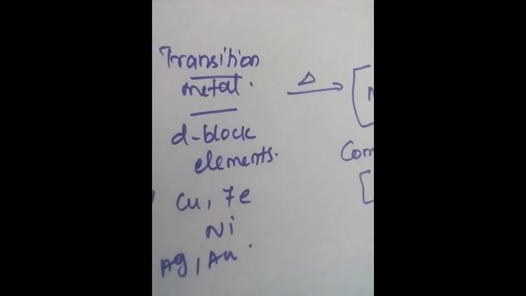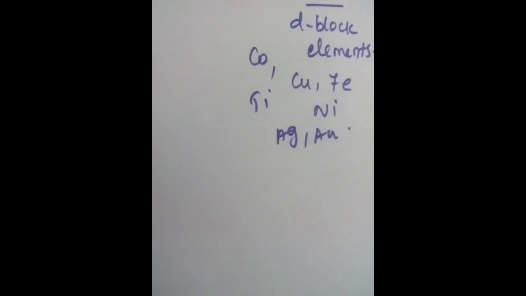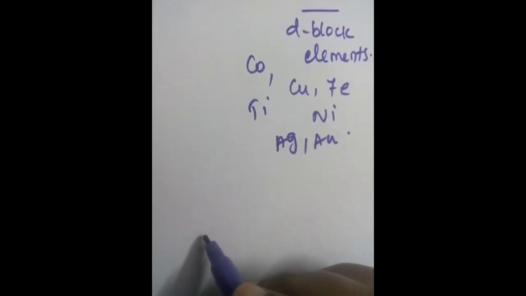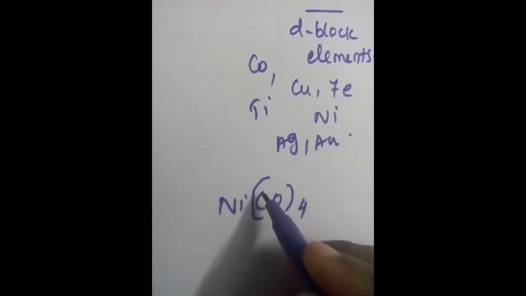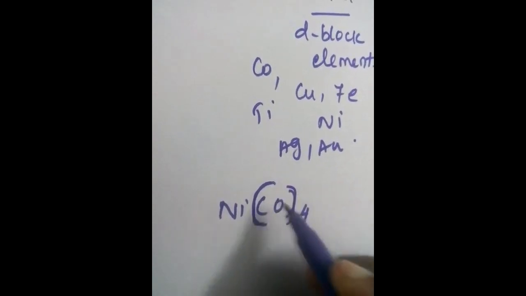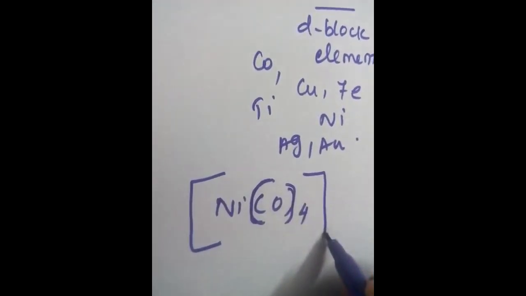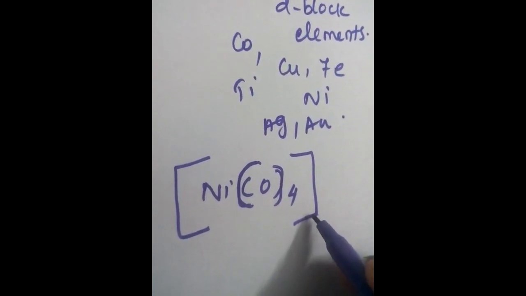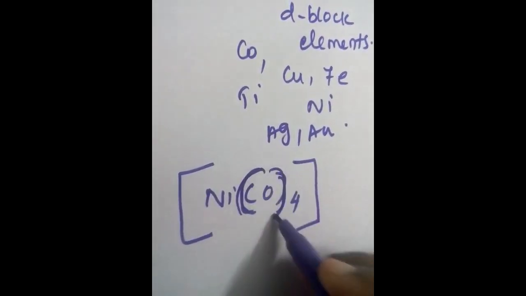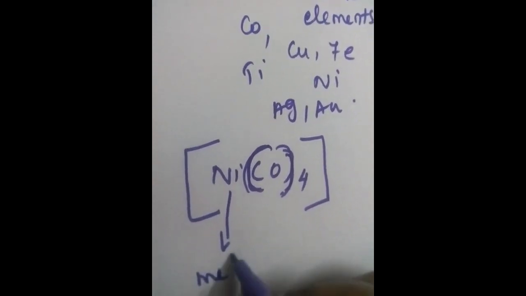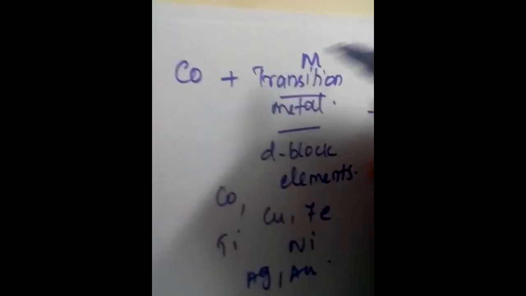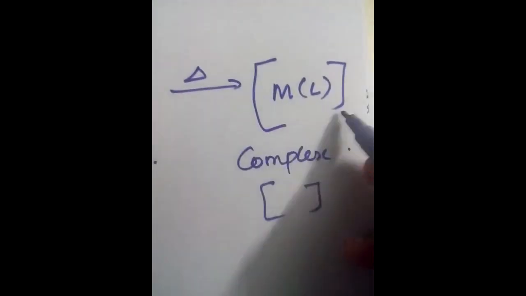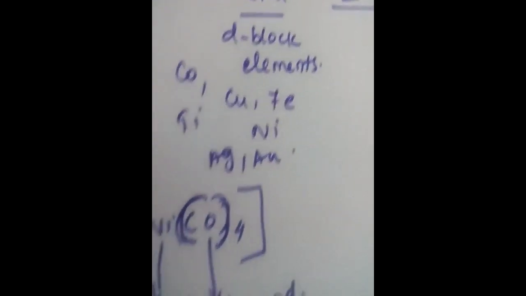So here are some examples given for this metal carbonyl complex. One is called nickel tetracarbonyl, Ni(CO)4, which you study in Mond's process. This is an ordinary bracket, and this is the enclosed bracket. This bracket shows the complex. This is the metal, and this CO, that is carbon monoxide, is called the ligand. When the metal is treated with the ligand, you get the complex called a metal ligand complex. So this is the example.